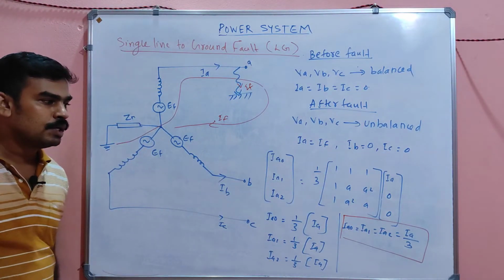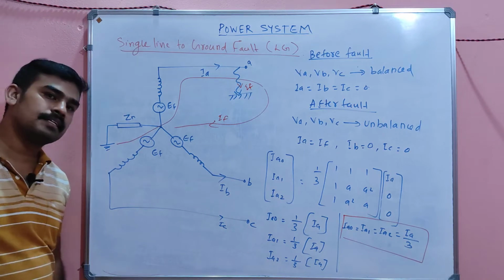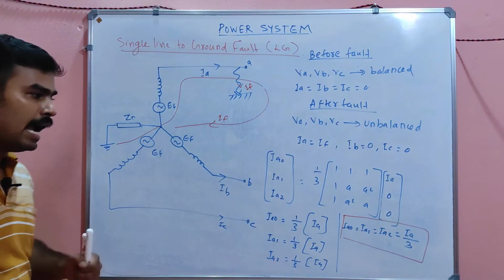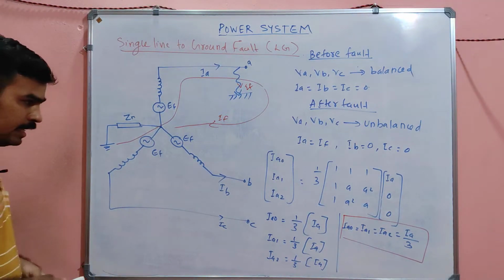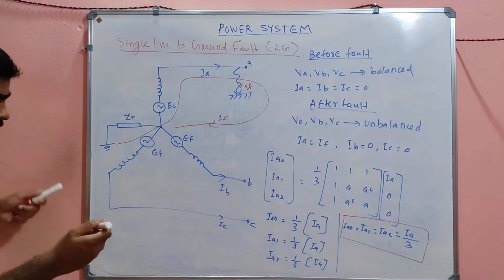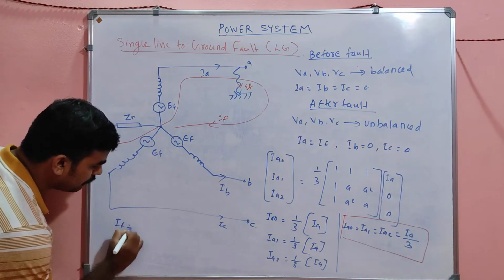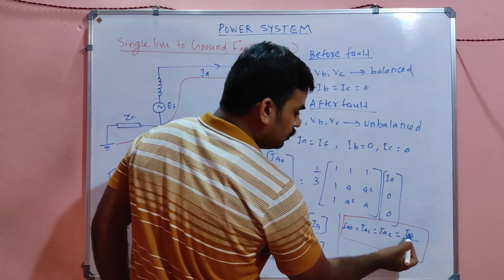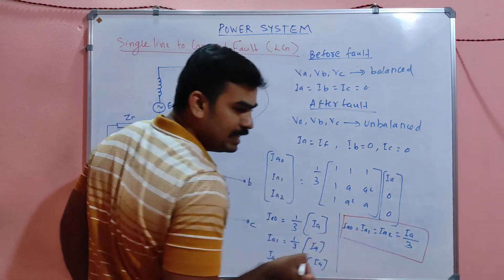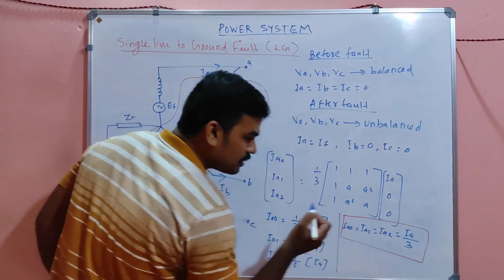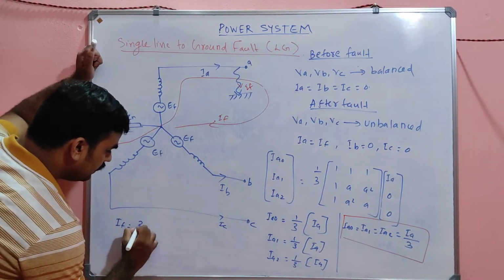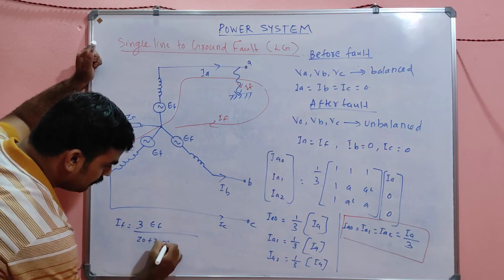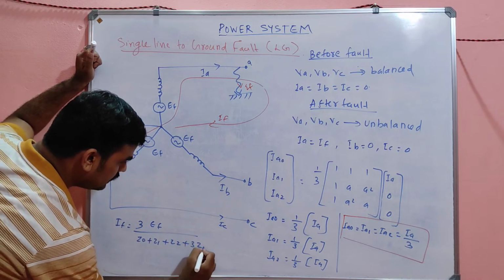IA is nothing but the fault current. Is it clear, my dear? And the equation for the fault current IF will be equal to IA, which is 3 times IA0, which is nothing but 3 into EF divided by Z0 plus Z1 plus Z2 plus 3 Zn.